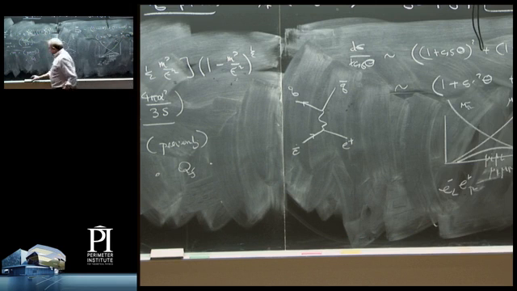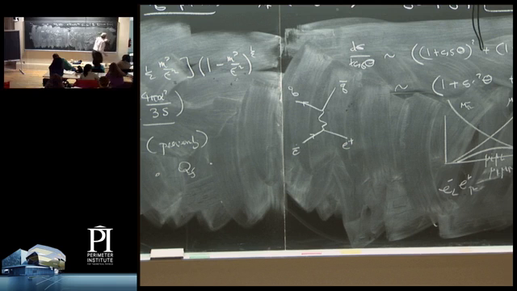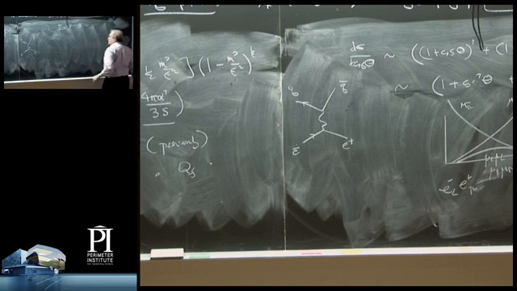So now, let me write some predictions that follow from this picture. First of all, the d sigma d cosine theta for electron-positron going to quarks should be exactly the same as the muon one at high energy, namely 1 plus cosine squared theta.